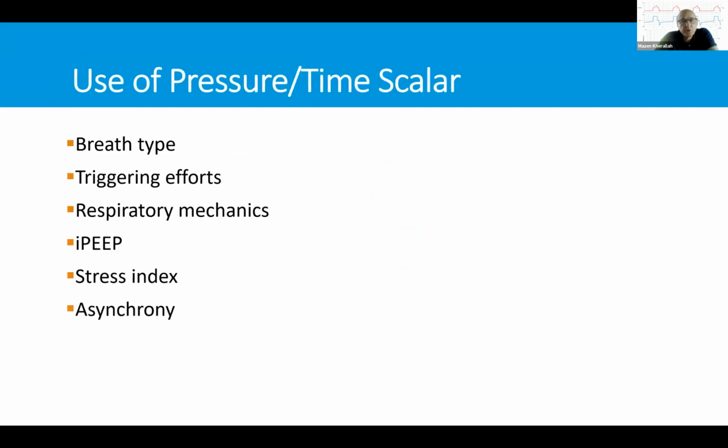What we're going to go through by using this pressure time scalar is, number one, the breath types, trigger efforts, respiratory mechanics, intrinsic PEEP, stress index, and then some examples of asynchrony and how they are determined on the pressure time scalars.